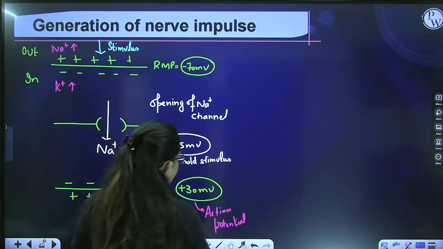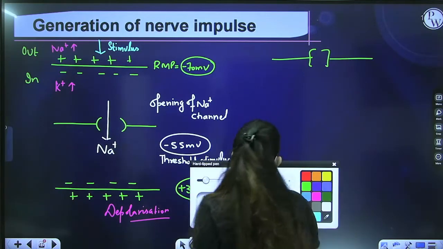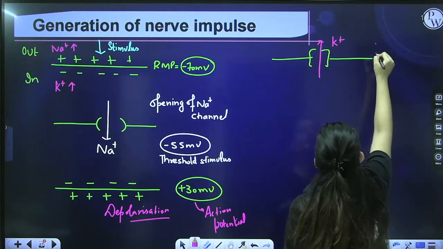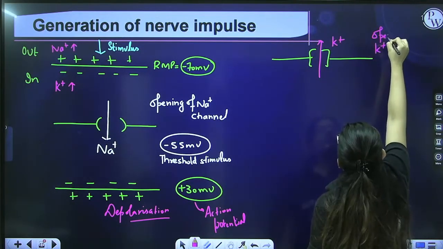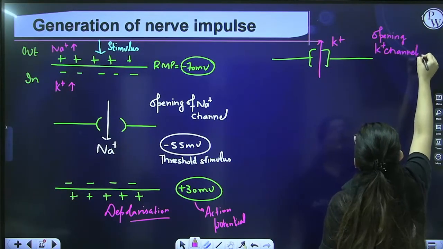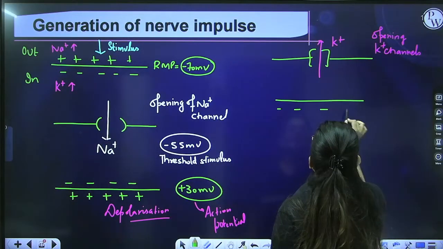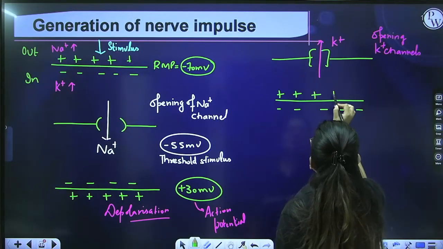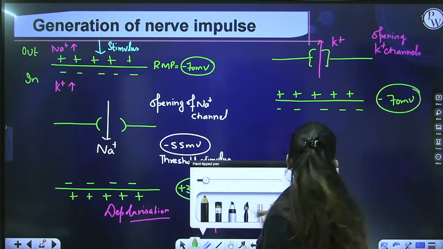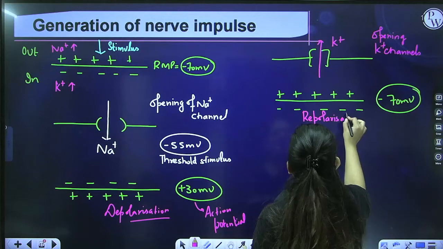Okay, now what will happen next? Now this will lead to the opening of potassium ion channels. And potassiums are higher inside, so they will move outside. So due to plus 30 millivolt, there is opening of potassium ion channels. Once the potassium ion channels open, again the reversibility will occur. Inside will become negative, outside will become positive. You call it repolarization, and here the potential difference is minus 70 millivolt.